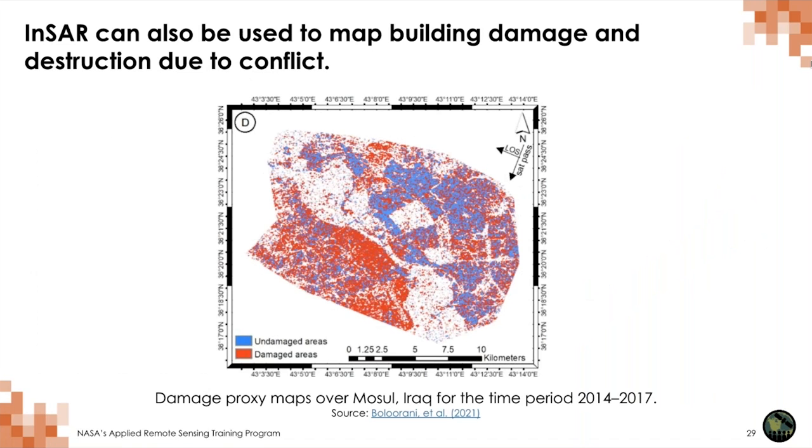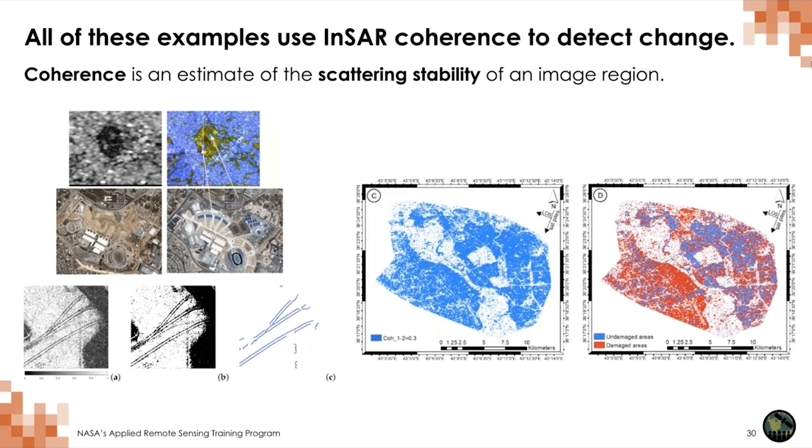And for us today, InSAR can be used to map building damage and destruction, in this case, due to conflict. In the panel, the figure is a damage proxy map over Mosul, Iraq, from the time period 2014 to 2017 by Boloorani, published last year. And the red areas are proxies for urban damage. So all of these examples use InSAR coherence to detect change. And coherence is an estimate of the scattering stability of an image region.